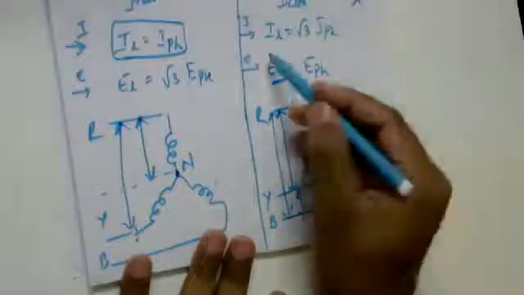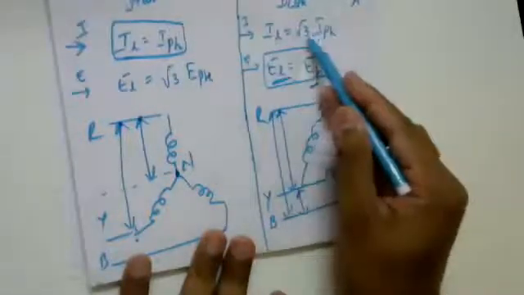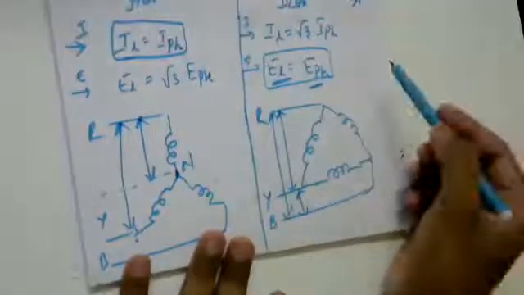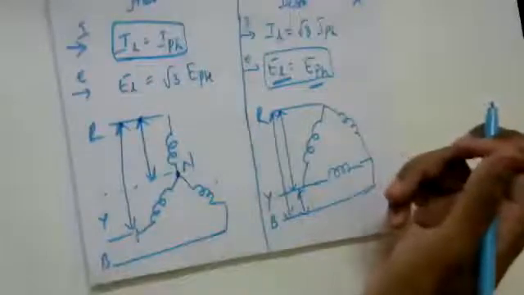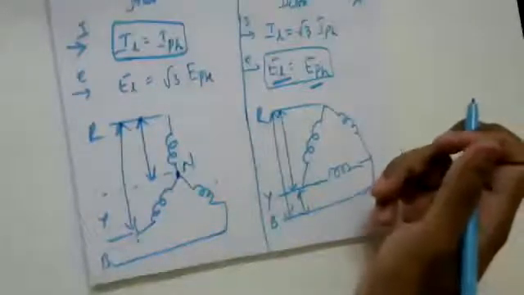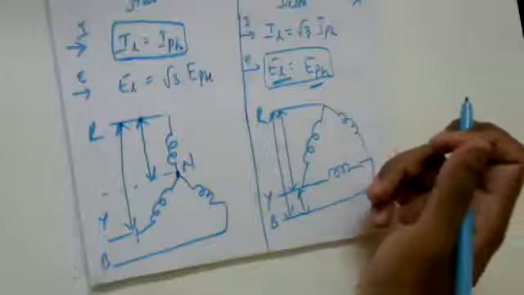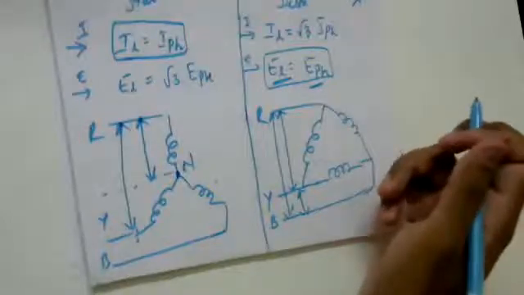Understood? So if this is true, then correspondingly your line current will be root 3 times that of your phase current. Is it clear to you? Yes, any doubts?